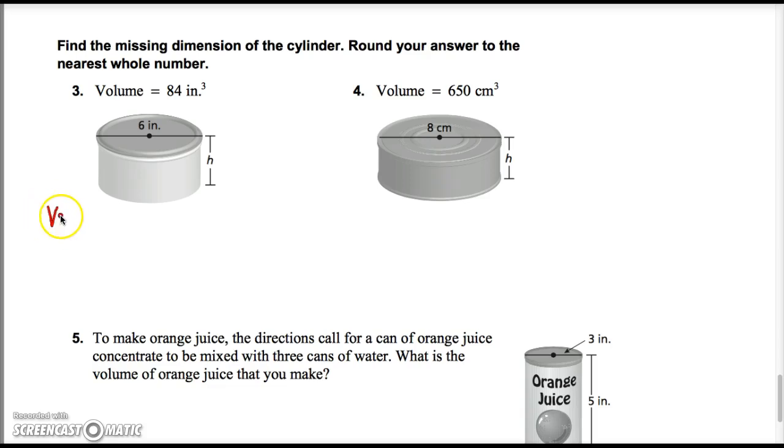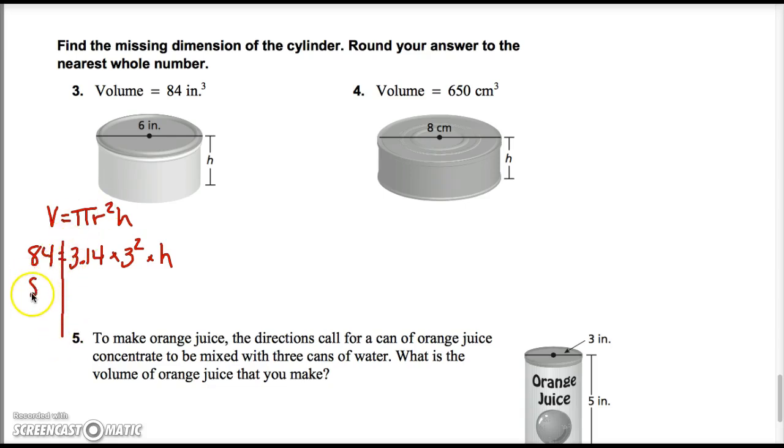So I'm going to start out by writing my formula for the volume of a cylinder. And then I'm just going to plug in numbers where they go. Well, I know the volume is 84, so that's going to go where the V is. Pi is 3.14 times r, the radius. Now, 6 inches is the distance all the way across, which is the diameter. Your radius is only half of that. So if the diameter is 6, your radius is going to be 3. And then we multiply by the height. We don't know that, so I'm going to leave that as h.